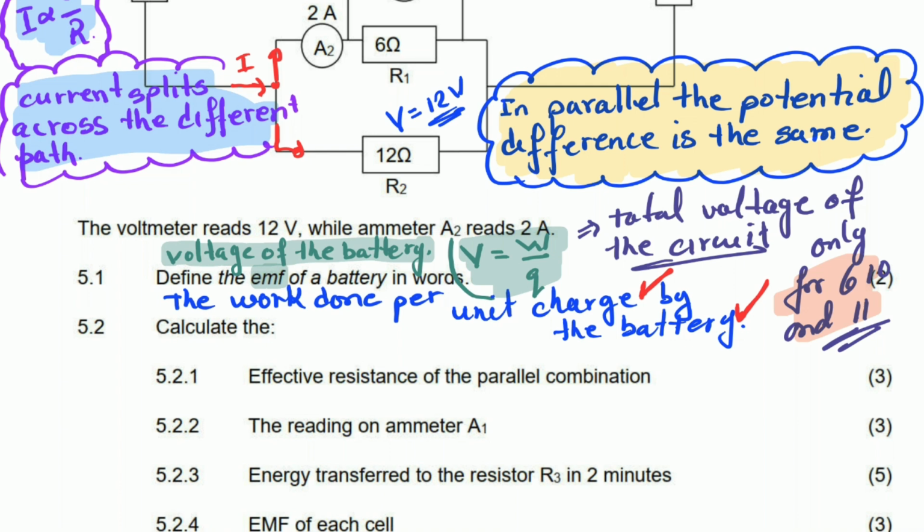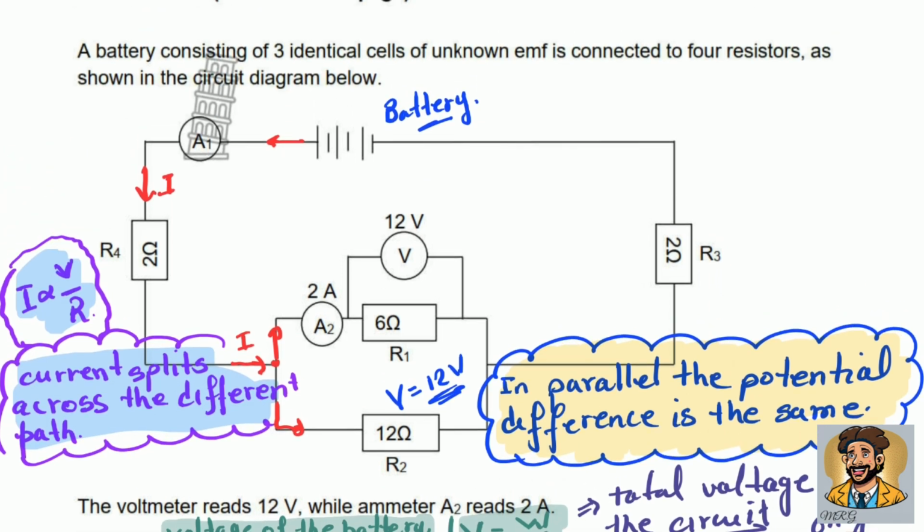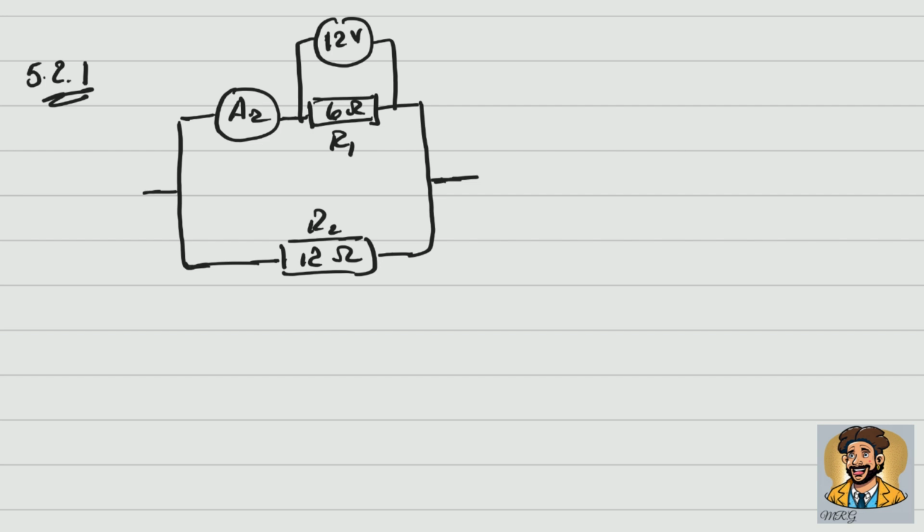Question 5.2.1. Calculate the effective resistance of the parallel connection. So only for that parallel connection, calculate the equivalent resistance. Alright, so this is the parallel connection that we are dealing with. In other words, they're asking you to calculate the parallel resistance. One of the formulas is 1 divided by Rp is equal to 1 divided by R1 plus 1 divided by R2. We have two resistors, that's why I only place 2.